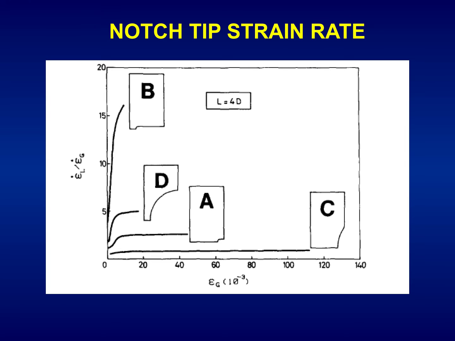This is the plot with the computations of the notch tip strain rate for the different geometries A, B, C, D. In the vertical axis, we represent the ratio from the local strain rate at the notch tip to the global strain rate at the sample ends, as a function of the global strain at the sample ends. We observe that in the 4 geometries there is an increasing trend of the local strain rate with the applied global strain. That is, the local strain rate increases with yielding plasticity development in the sample.